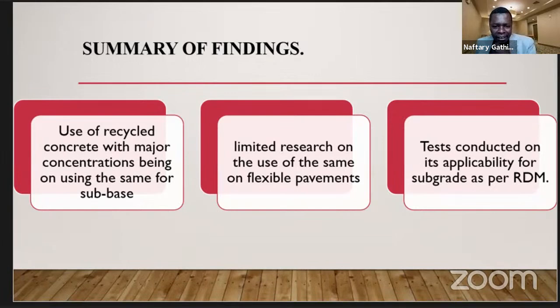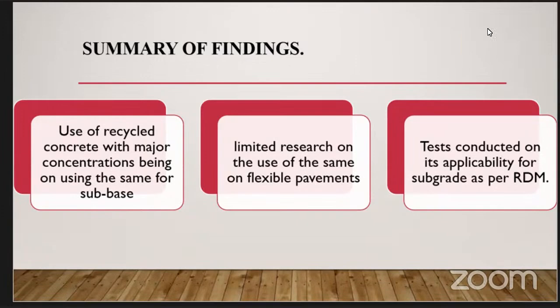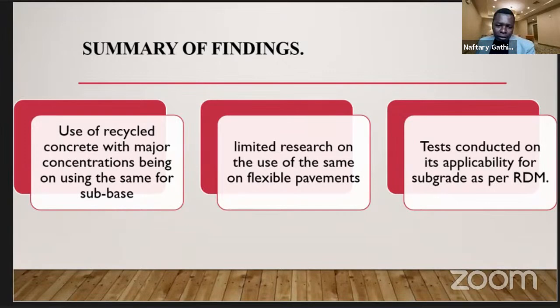I find the second one a bit problematic. You're saying there has been limited research on the use of the same on flexible pavement, because we know recycled concrete aggregate has been used for making concrete, right? Yes. But you want to incorporate it in stabilizing of the soil. Pavements. Okay, for use in pavement. Of course, when you use the term flexible pavement, somebody may think that you want to use bitumen. But for us, because the layer we are concerned about is subgrade, we are just talking about soil stabilization.